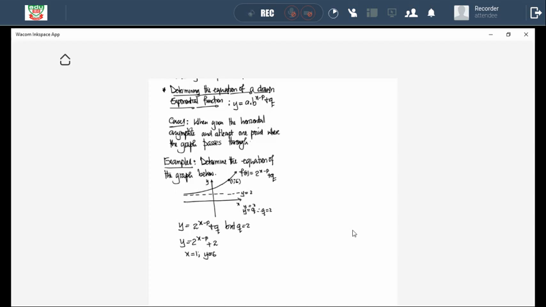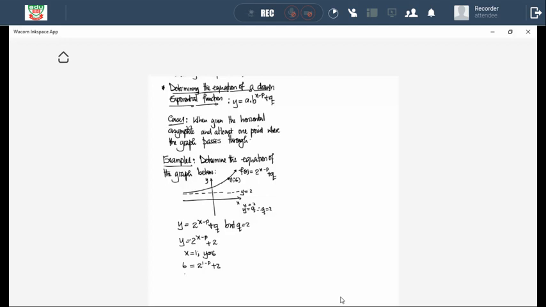Then the only unknown which is left is p. So 6 is equal to 2 to the power of 1 minus p plus 2. Transpose that. If I transpose this, this is going to be 6 minus 2 is equal to 2 to the power of 1 minus p. Okay, which is now 4 is equal to 2 to the power of 1 minus p.